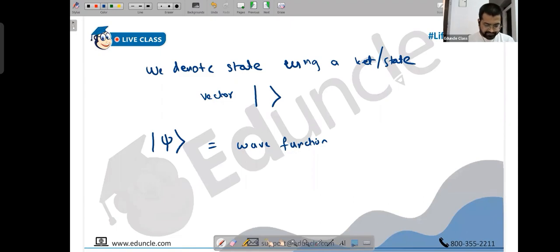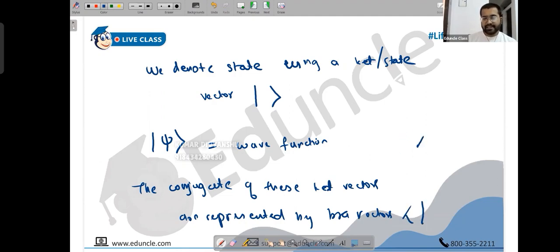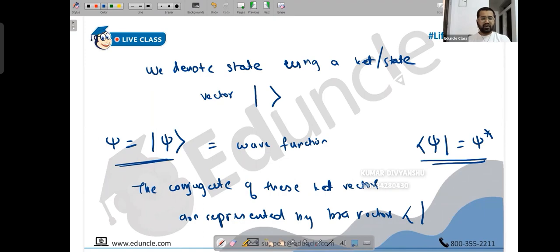Okay. Next. Remember, wave functions can be complex. I already told you that. Okay. Psi star psi. So the conjugate of these ket vectors are represented by bra vectors. Okay. So you have an open triangle and then a slash. These are known as bra vectors, and you can keep psi here like this. So this is the conjugate. This is equivalent to psi star. Okay, and this is equivalent to simple psi.